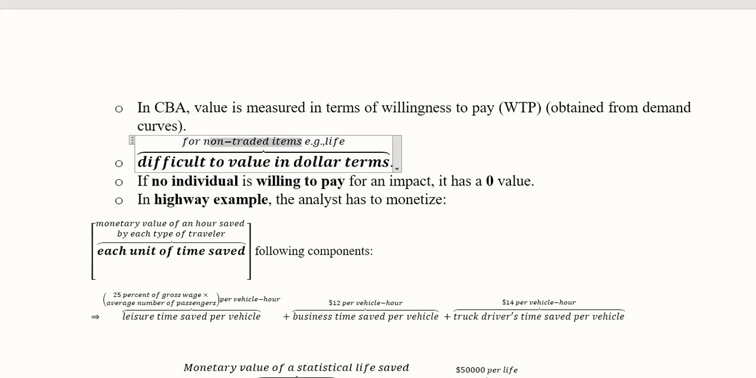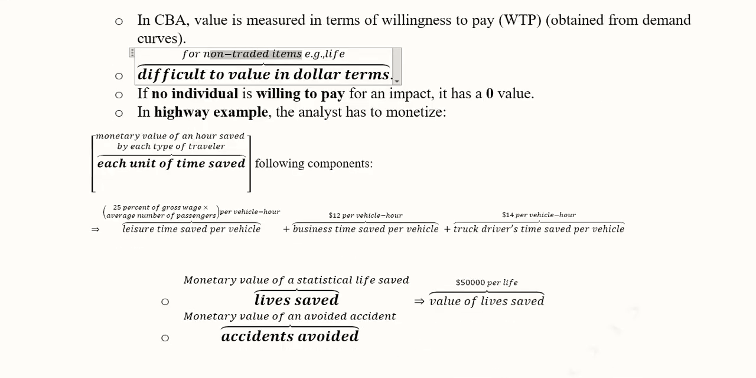So this is another difficulty that we face when it comes to monetization. When we consider the example of the highway, following are the components of the monetary value of the time saved. So what we do is we come up with a monetary value of an hour saved by each type of traveler. Hour is the time unit that we base our analysis on, and each unit of time saved is to be assessed for its monetary value. We know that we can use the hourly wage to find out the monetary value of the time saved.